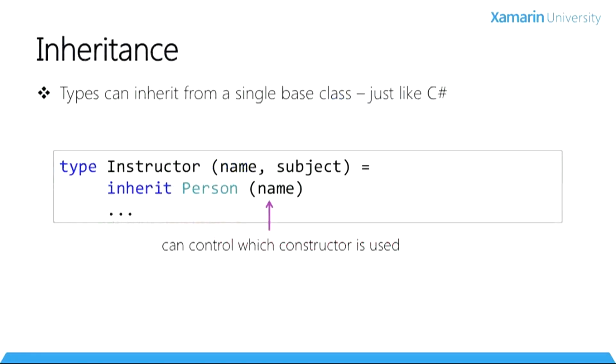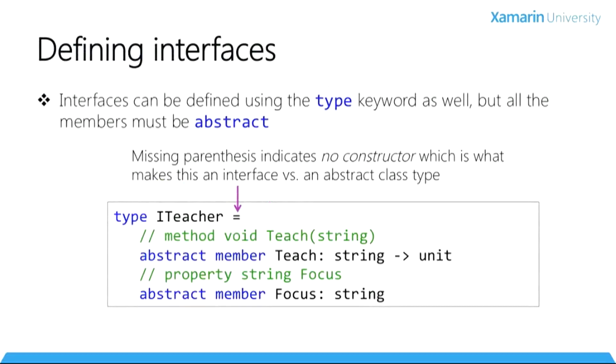F# can, of course, participate in inheritance, especially being a superset of C#. So it can even inherit from types defined in other .NET languages. And we do this through the inherit keyword. This declares the single base class and also determines the constructor which is used to construct the class from our primary constructor. Here we're deriving from a person class, passing our name parameter through to a parameterized constructor on that class.